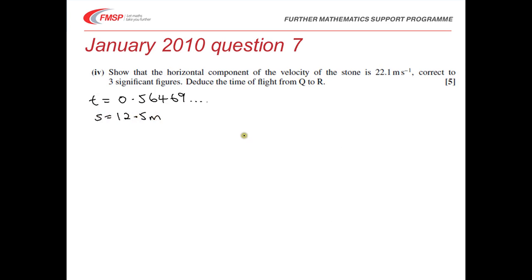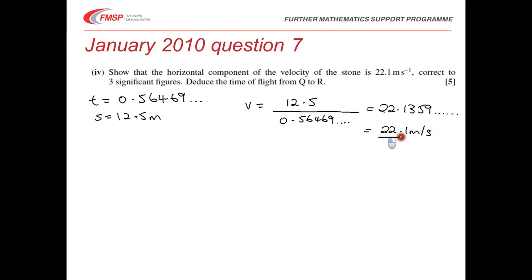Now what's important to note horizontally is that there's no acceleration, so this is a constant velocity horizontally, and so that velocity will be the displacement divided by the time. Use the full value that you previously obtained on your calculator, and if you type that in, that gives you 22.1359 and so on. Rounding that off to 3SF, it does indeed give us 22.1 meters per second. So that's the first part of the question.